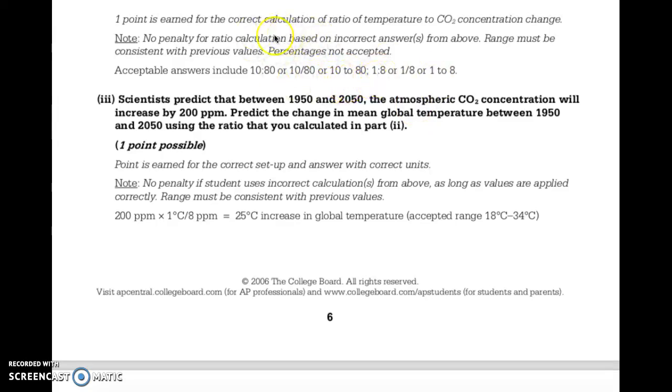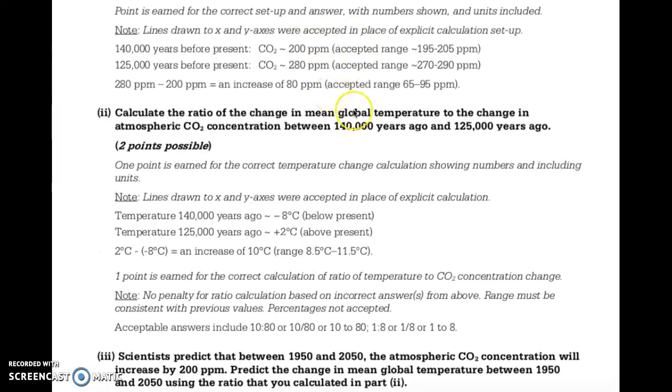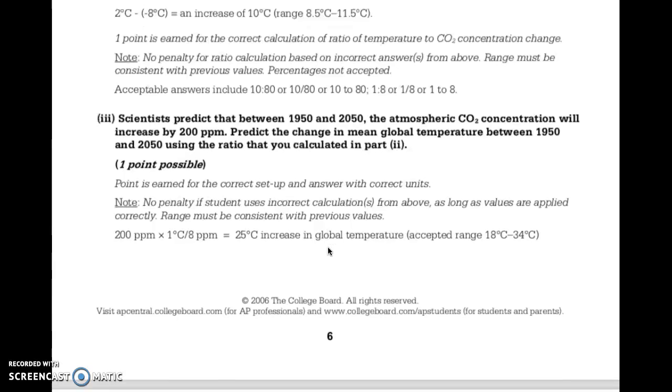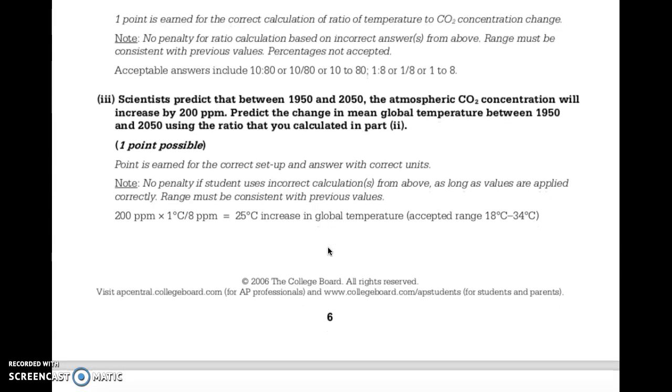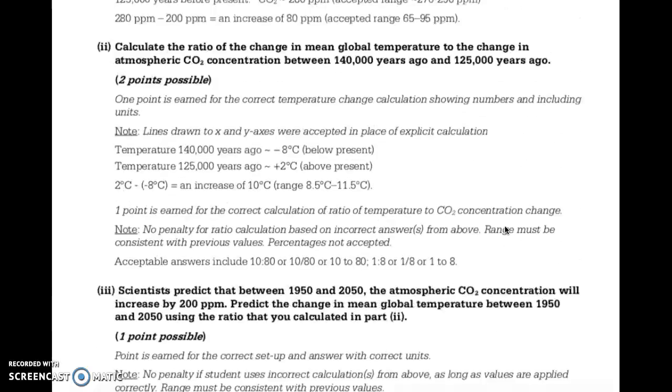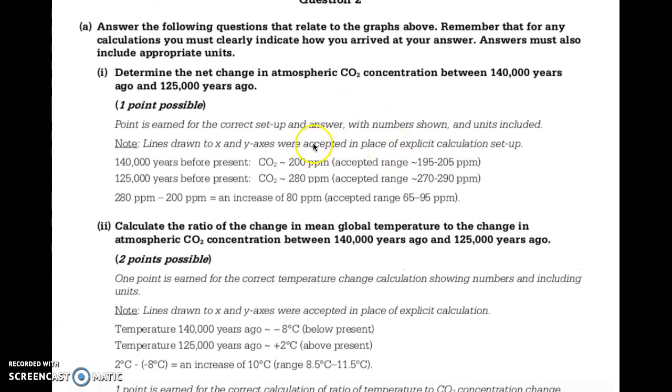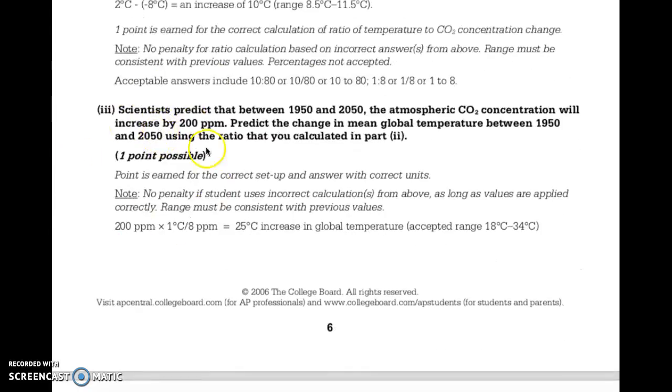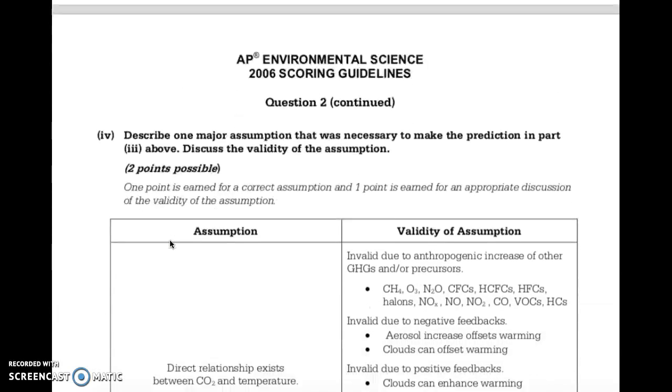if you had an incorrect answer up here, or even in part 1, if you had an incorrect answer there, and then you carry that through correctly into parts 2 or 3, you still get full points for parts 2 or 3. If you had an incorrect ratio for part 2, but you correctly did the calculation here and you got a different answer than this, you can still get full points for that. So there's a possible 1 point for part 1, 2 points for part 2, 1 point for part 3.